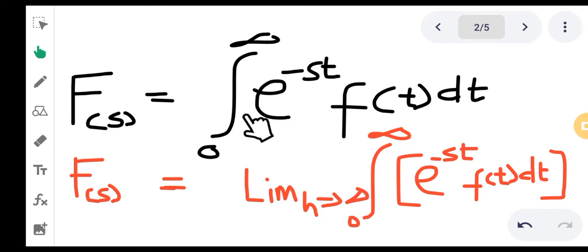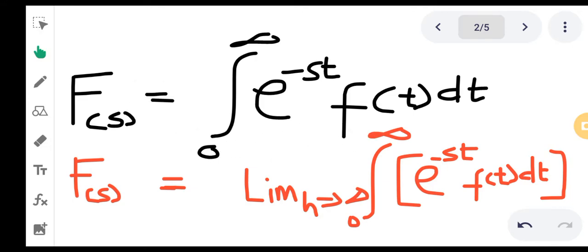Basically, what we use for Laplace transformation is this. We always take the integral, that's the limit from 0 to infinity, of e exponent minus st f of t dt. So this is what the Laplace transform actually does. Just keep this in mind.